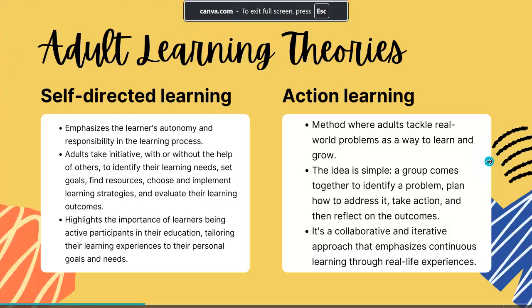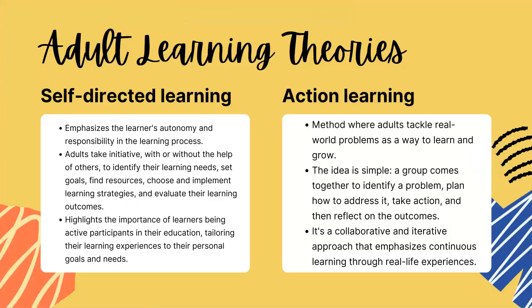Alrighty. So adult learning theories, the two that I'm going to be discussing today are self-directed learning, over here on the left side, and action learning. So some points about defining what self-directed learning is. It emphasizes the learner's autonomy and responsibility in the learning process. In this learning theory, adults take initiative with or without the help of others to identify their learning needs, set goals, find resources, choose and implement learning strategies, and evaluate their learning outcomes.